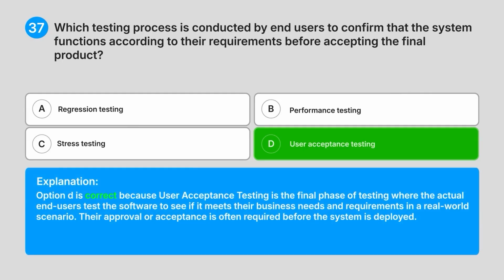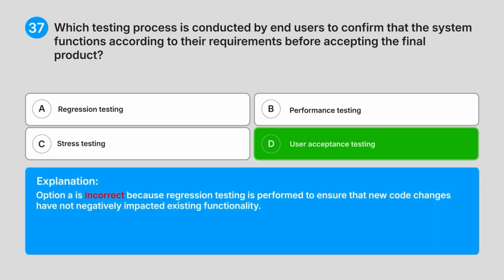Explanation: option D is correct because user acceptance testing is the final phase of testing where the actual end users test the software to see if it meets their business needs and requirements in a real-world scenario. Their approval or acceptance is often required before the system is deployed.